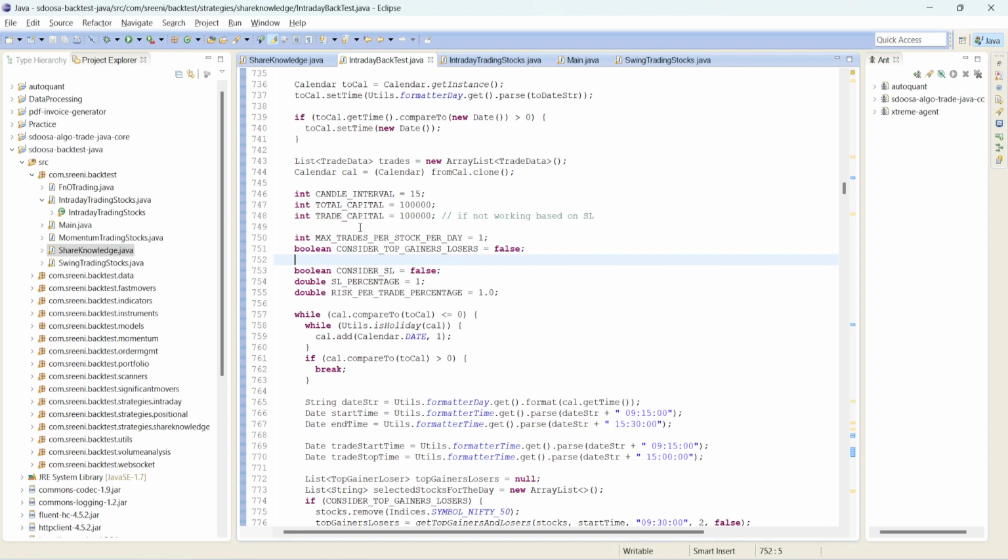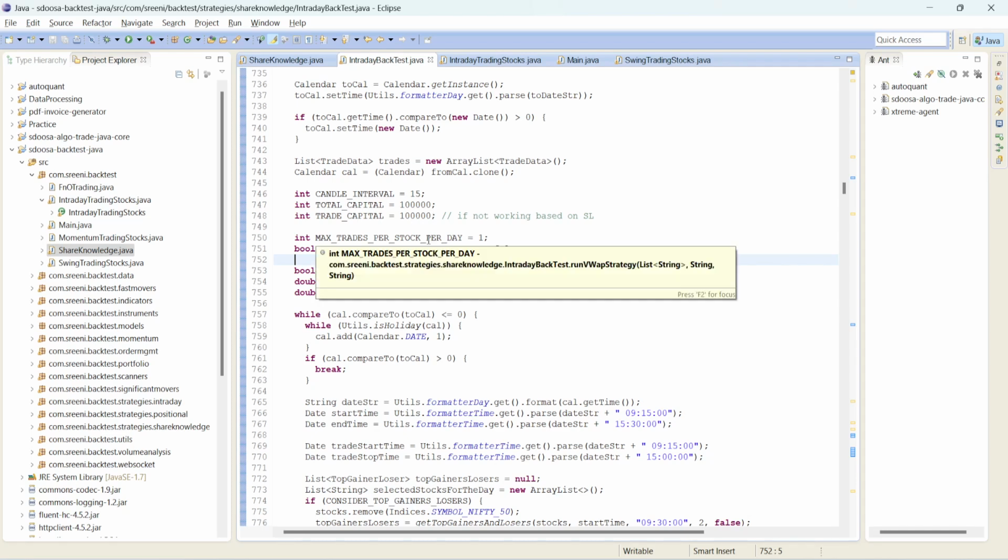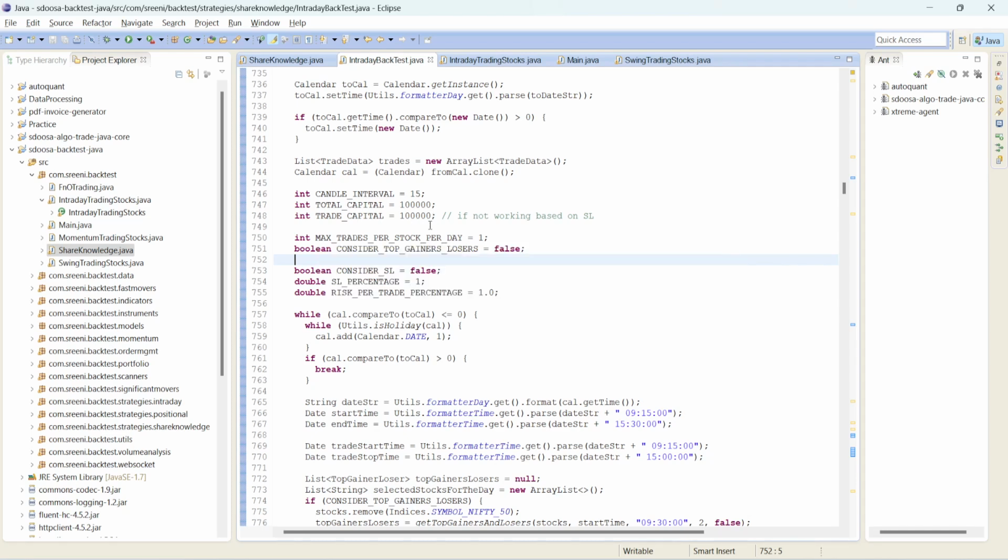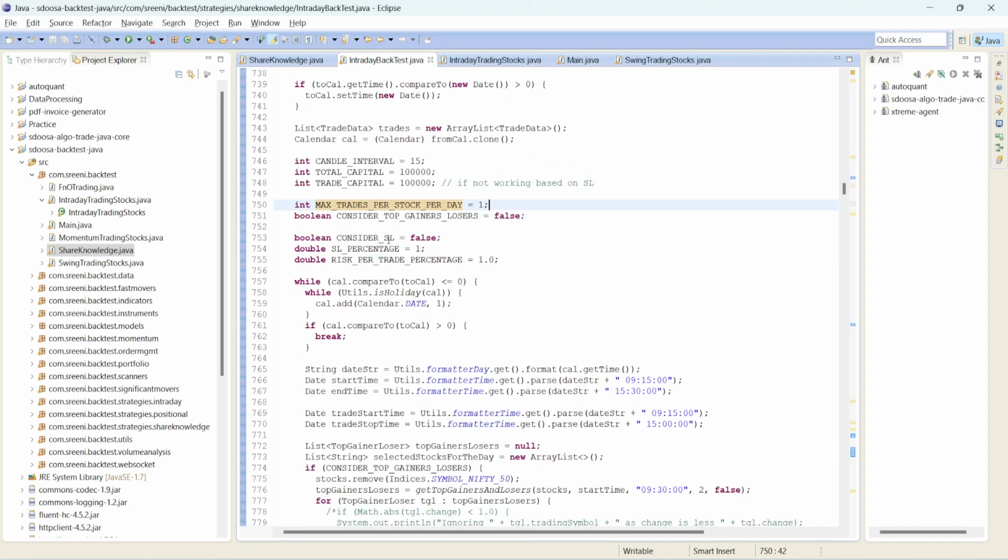So we are going to use some margin, assume 1 lakh margin for each trade. That means, say a stock is trading at 200 rupees, we are going to trade a quantity of 1 lakh by 200, which is 500 quantity. As simple as that. If you see this max trades per stock per day, I just configured it to 1. We are going to take only one trade on a given day, and I'll explain this later.